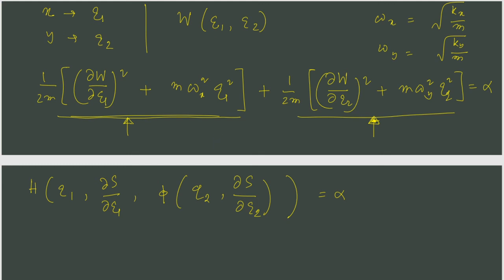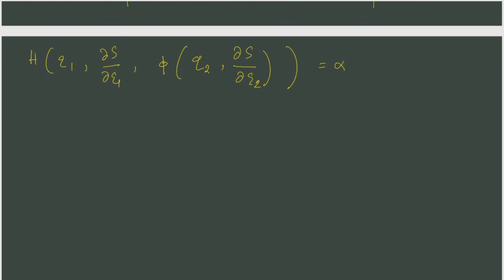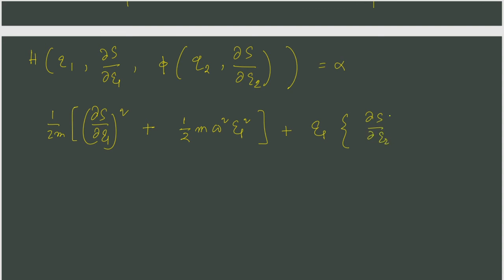That's fine. But sometimes this kind of separation, a pure addition, may not be possible. For example, suppose we have a hypothetical scenario with a harmonic oscillator kind of expression, plus suppose we have q1 times something, plus some function of q, equal to alpha.